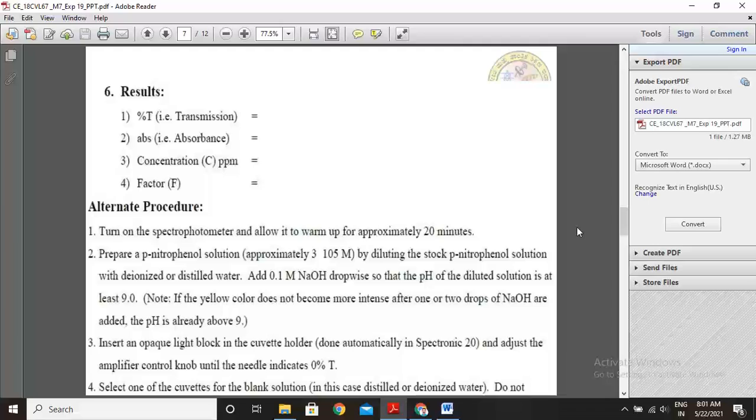Now you read the results. After setting all the 4 parameters, now write results here. So first is percentage T, that is transmission. Second result you write is absorbance. Third you write concentration C in ppm, and fourth is the factor F value you write. So these are the results obtained by the spectrophotometer.